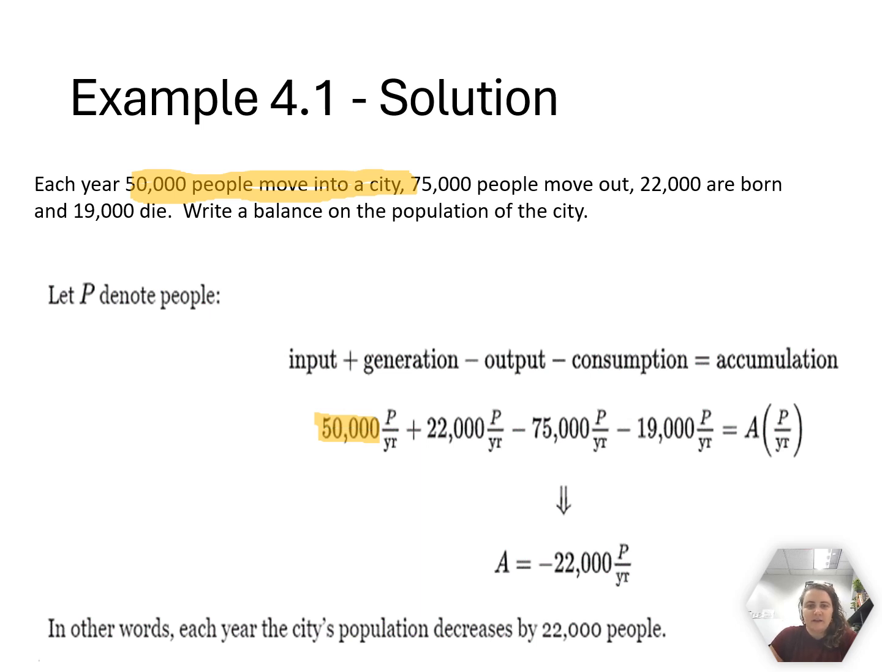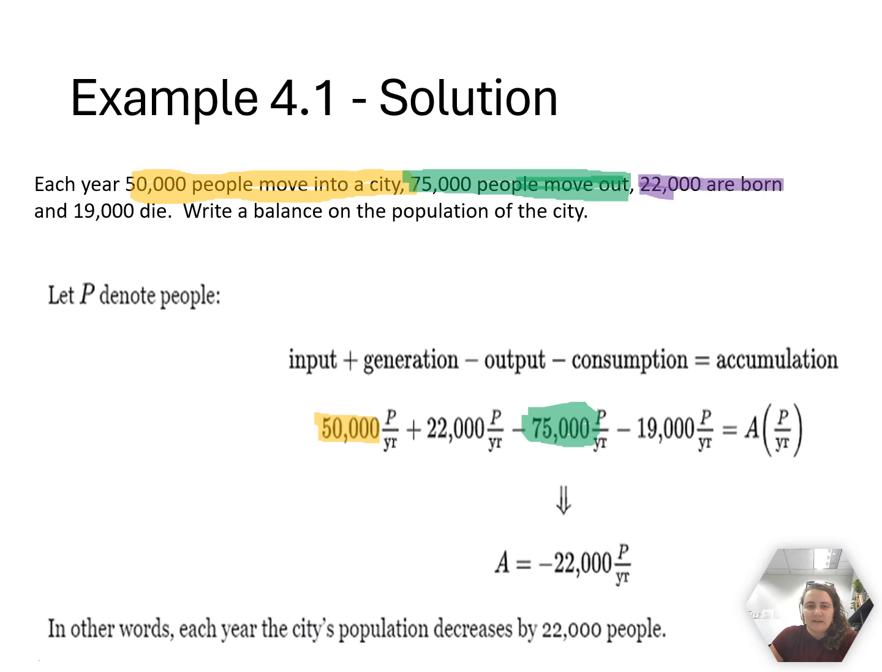All right, let's grab a different color. We know that 75,000 people move out. So that's leaving the city. And if the city is the process, that is the output term right here. It's a little hard to highlight on the screen. There we go.